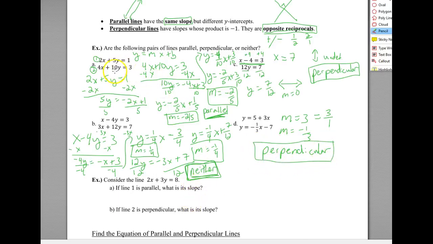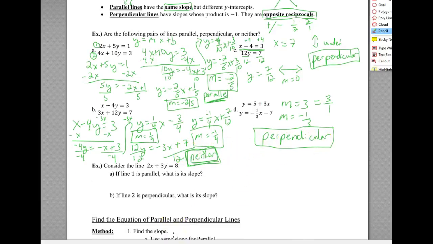So for A, they were parallel. B or C, they were perpendicular. B, they were neither. And D, perpendicular.